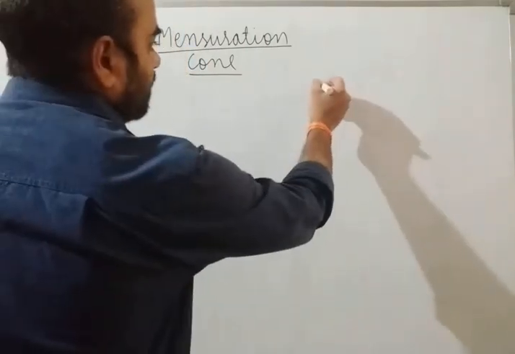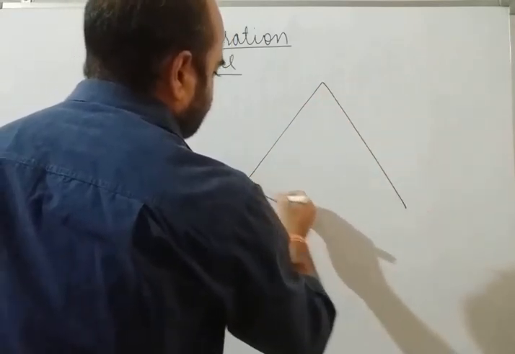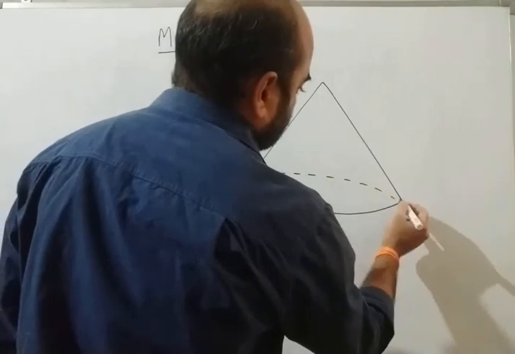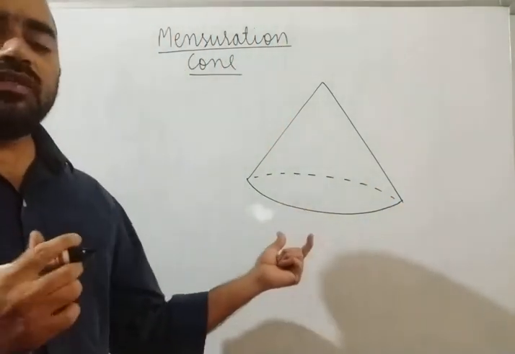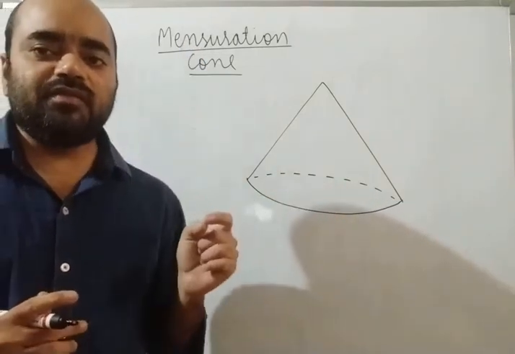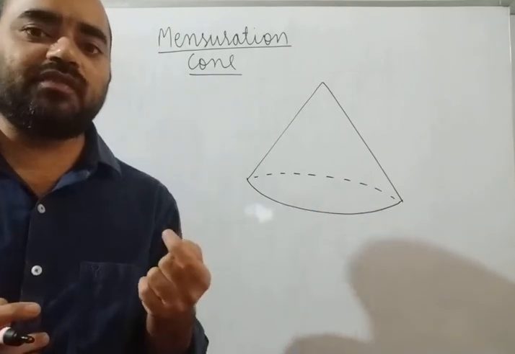Cone means, see, you have seen a cone. So this is a cone. Here I have drawn a cone. You have seen conical objects, like the famous conical cap. You have seen a joker cap, that is a conical cap, or a conical vessel.